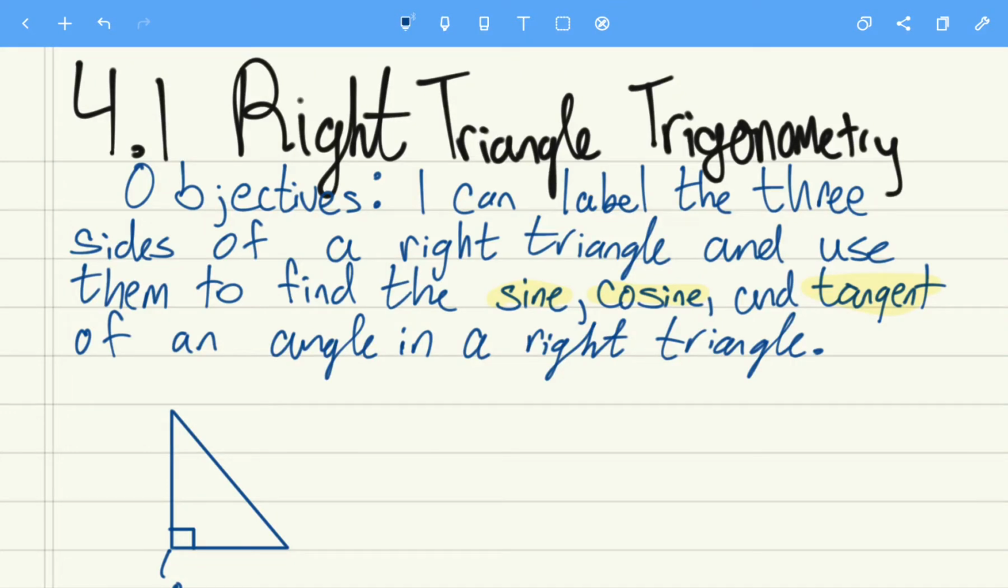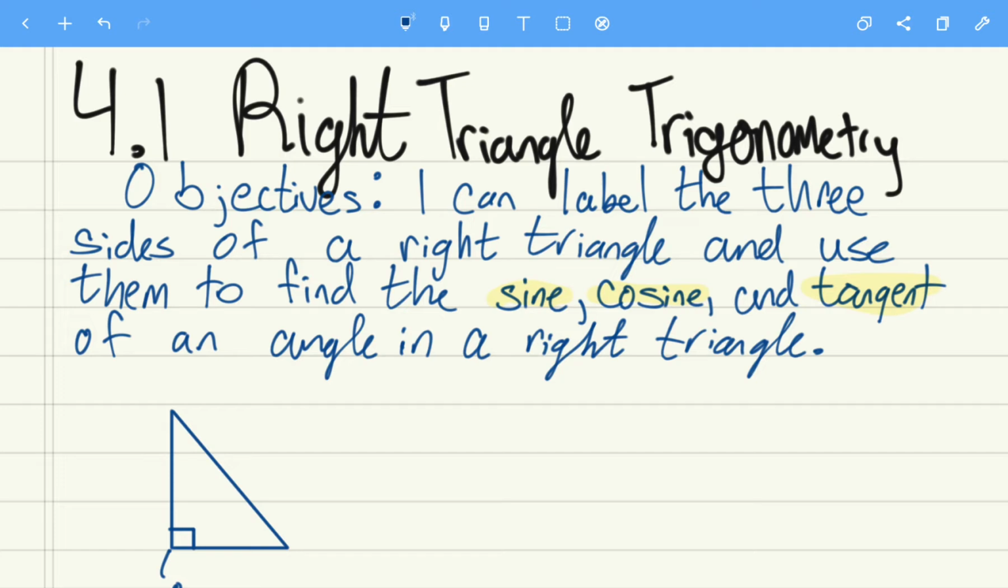Goodwin, and today we are covering Objective 4.1, Right Triangle Trigonometry. We are starting Unit 4, which deals with triangles and using the relationships between the sides to find the side lengths, the angles, distances, etc. So today's objective is that I can label the three sides of a right triangle and use them to find the sine, cosine, and tangent of an angle in a right triangle.